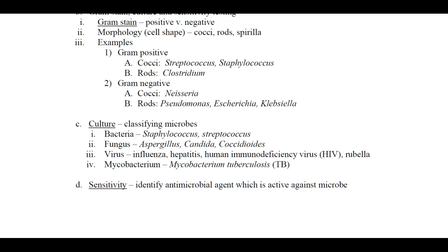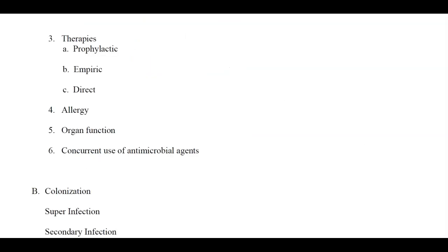Next would be your sensitivity. Sensitivity is basically identifying the antimicrobial agent which is active against the microbe. So it identifies which antibiotics are going to work or not going to work for a certain organism or infection. Antibiotic therapy can be either prophylactic, empiric, or direct. When we say prophylactic, it's basically preventative.